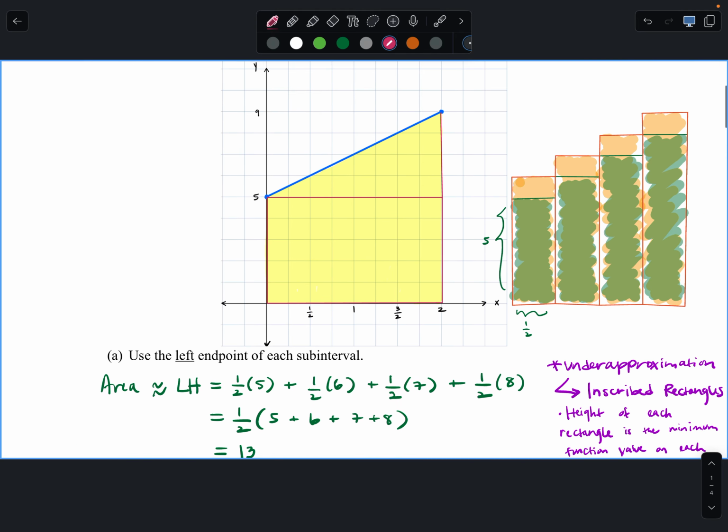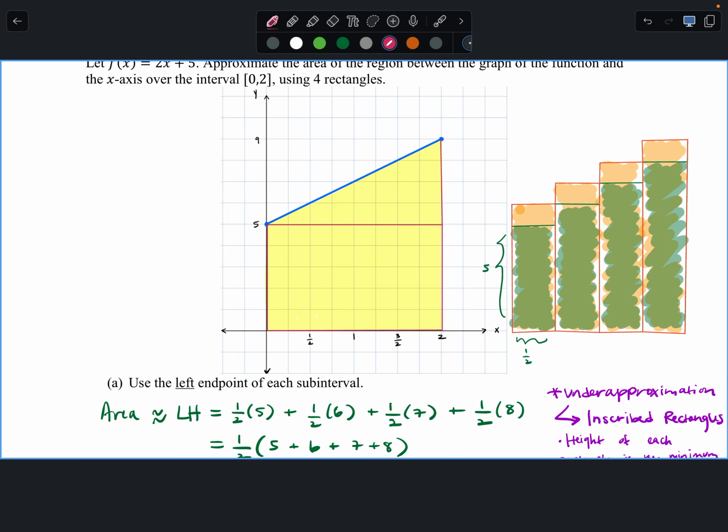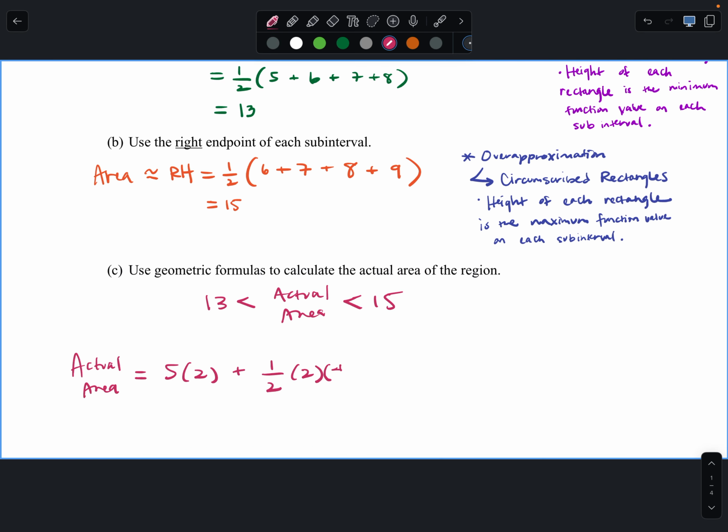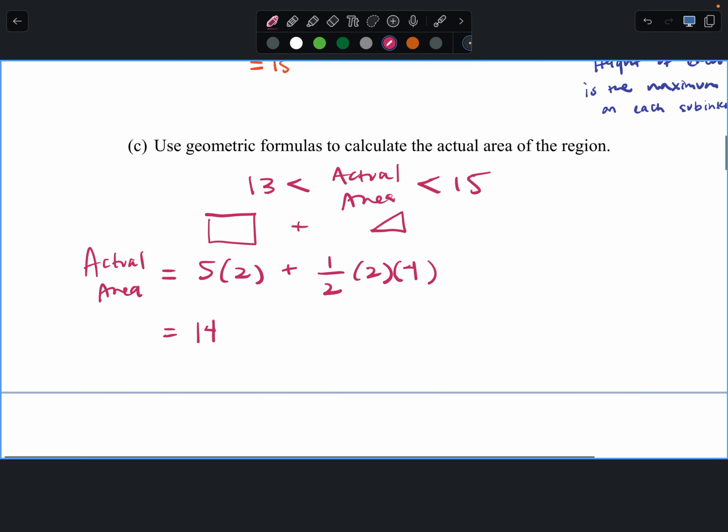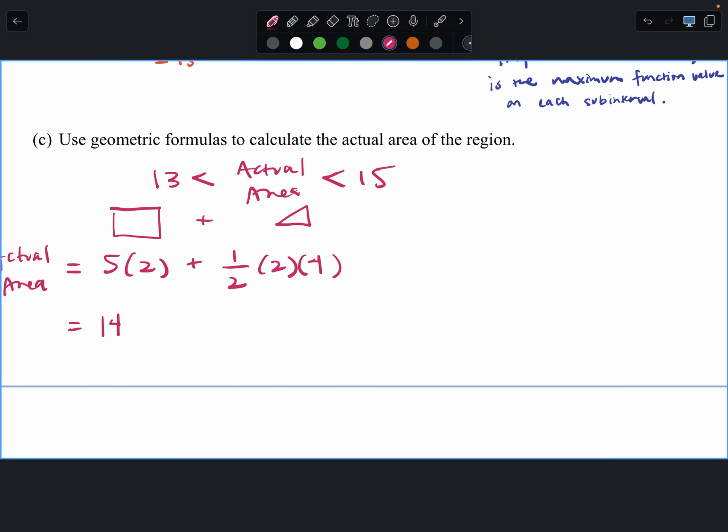So 1/2 base times what's the height of that triangle? 4. Okay. So that would be thinking area of the rectangle plus area of the triangle. So 10 plus 4 is 14. Or, like Anya said, trapezoids, which, knowing how to calculate area of a trapezoid is probably a good idea at this point. It's going to keep popping up.